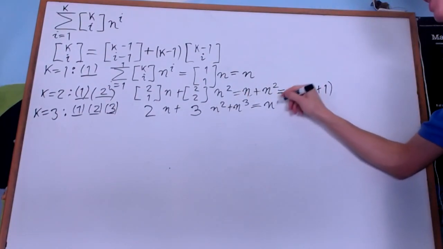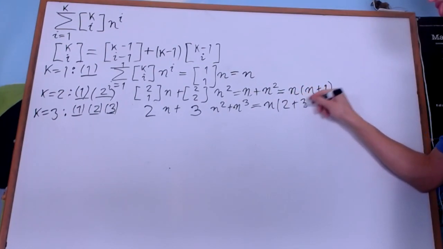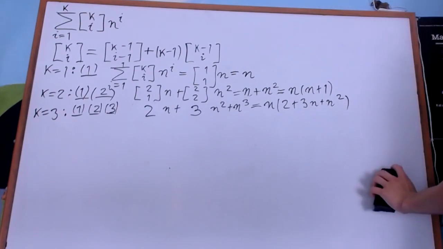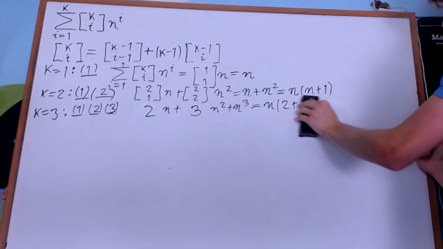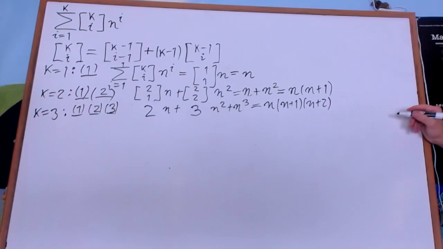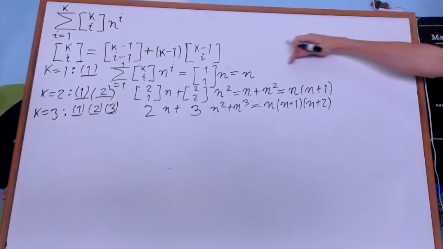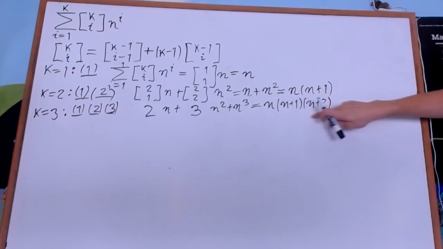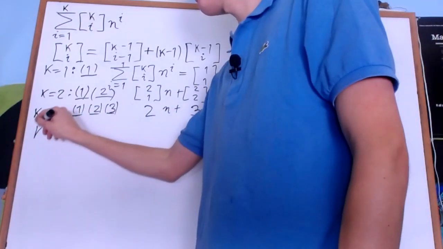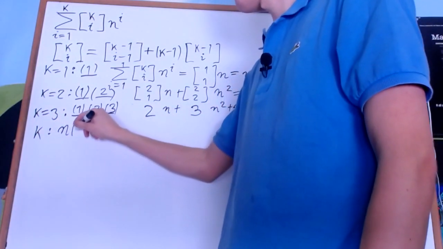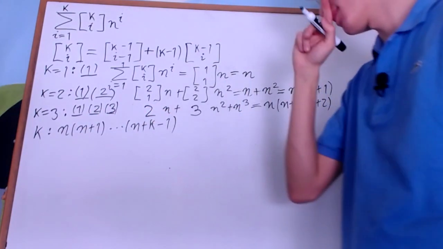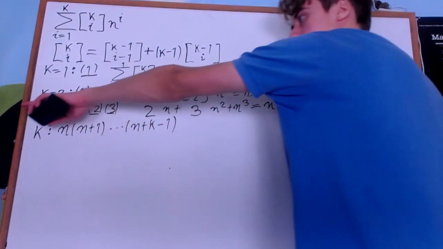So first thing we can do is factor out an n, and then we get 2 plus 3n plus n squared. And that can be factored. You can think about how you factor things. That can be factored into n plus 1 times n plus 2. And so you probably already see the pattern. We have n, then n times n plus 1, then n times n plus 1 times n plus 2. And so the general formula for k is n times n plus 1 all the way up until n plus k minus 1. Right? Because this only goes up to n plus 2 for k equals 3.